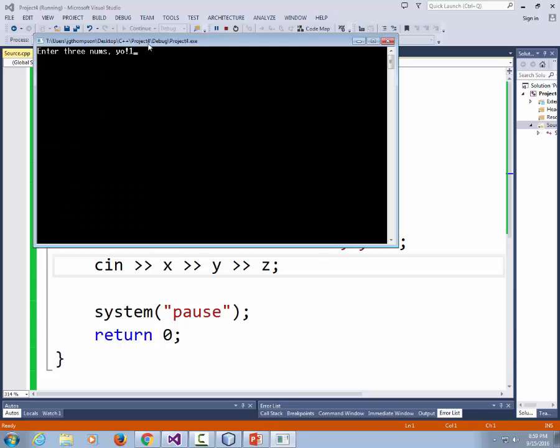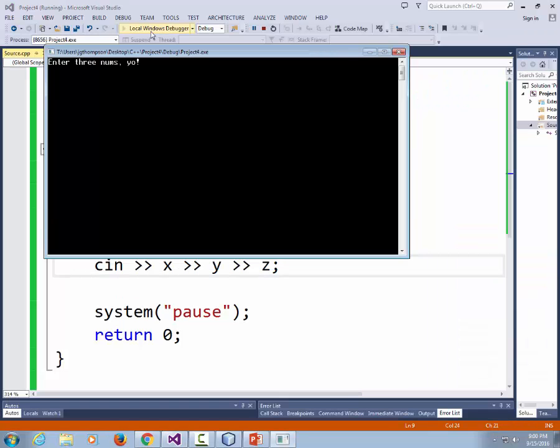So I type in 1, 3, and 5, and it actually stored 1 into x, 3 into y, and 5 into z. If I only enter 1 and 3, and I forget to enter 5, it just sits here waiting for me to type the third thing. It's ignoring all this white space, still wanting me to fill in something that would fill in z. Now I'm going to type 5. And now it's finally done.